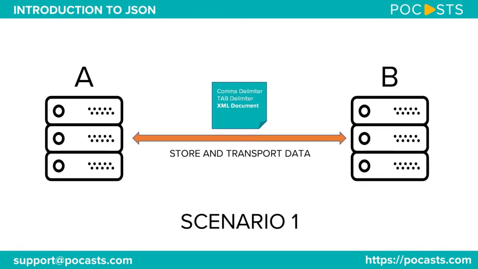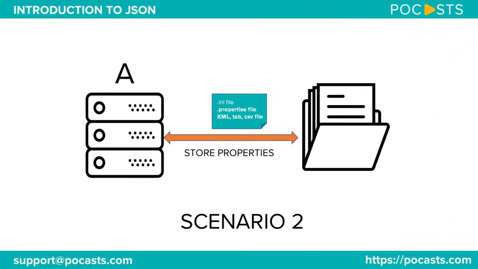System A can pack the product information in a comma or tab delimited file and then pass it over to system B. Or system A can use XML as well to send information to system B. XML today is most preferred, as it is more readable and represents real-time scenarios with a markup language. Okay, so let me show scenario 2. In scenario 2, system A wants to save some data for future reference, like a configuration file or user settings. Then system A can use .ini files or .property files to save the configuration or the user settings of the system.